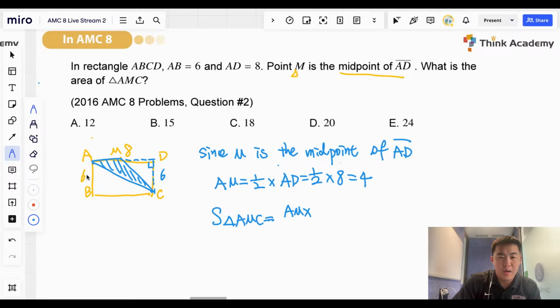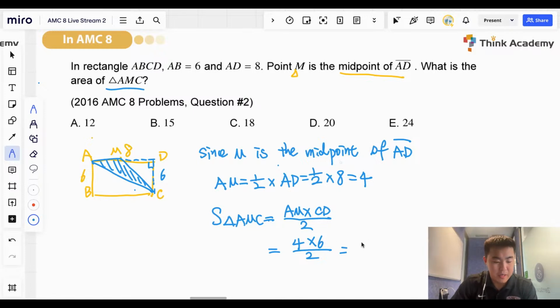We know the opposite sides of a rectangle are of the same length. So we have AM times CD divided by 2, okay? Since it's a triangle, we need to divide by 2. And AM is just 4, which is directly from here, times CD is 6, then divided by 2. So 4 times 6 is 24. 24 divided by 2 is 12. Okay, so that's why we choose option A for this one.